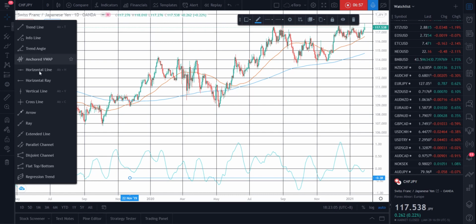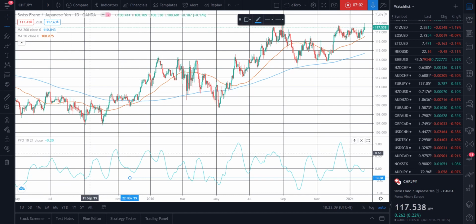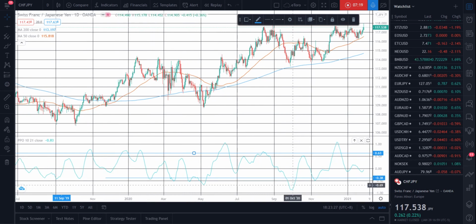So sorry, I should have chosen the horizontal line. Anyway, it doesn't matter. And one here. Okay, perfect. You can see we have areas of overbought and oversold situations. Why did I do that? That helps us to determine the entry point based on oversold or overbought situations.